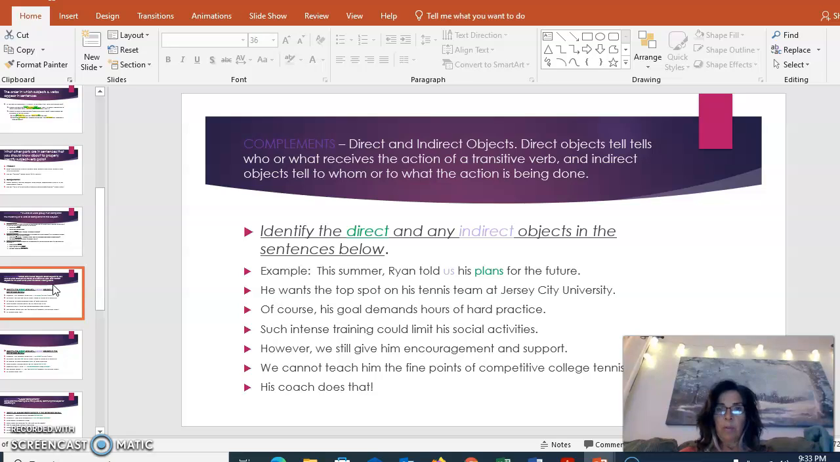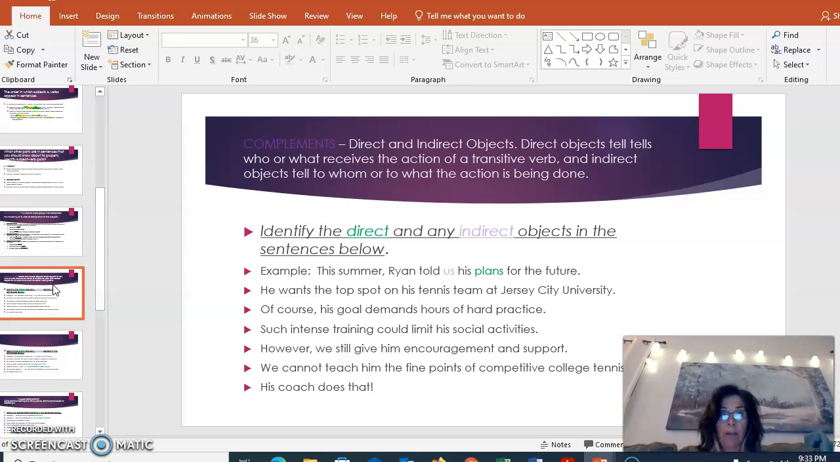So example, this summer Ryan told us his plans for the future. The plans is the direct object because that is receiving directly the action of him telling. And to whom did he tell? Us, right? So that's the indirect object. All right, I'll do one more.